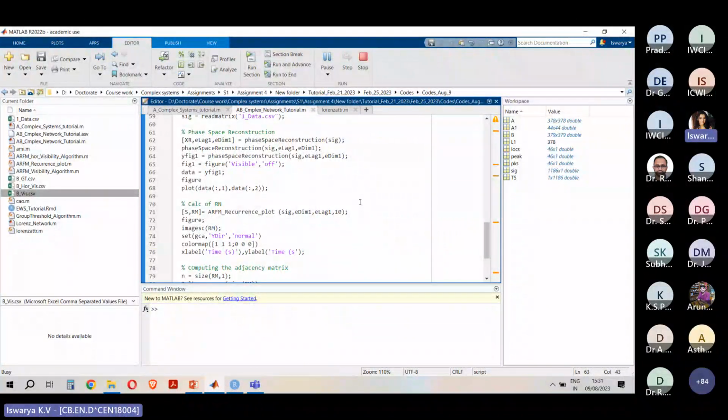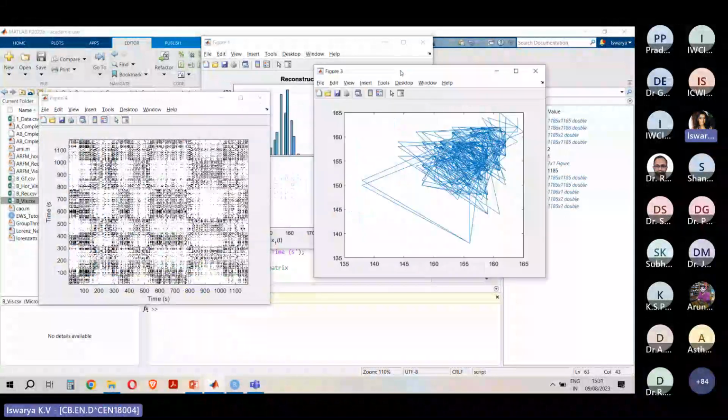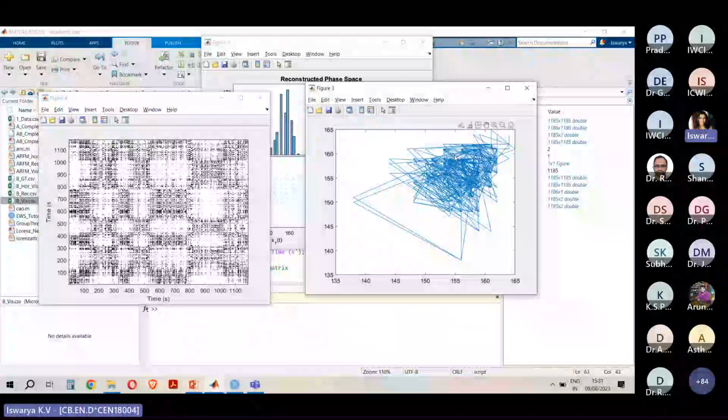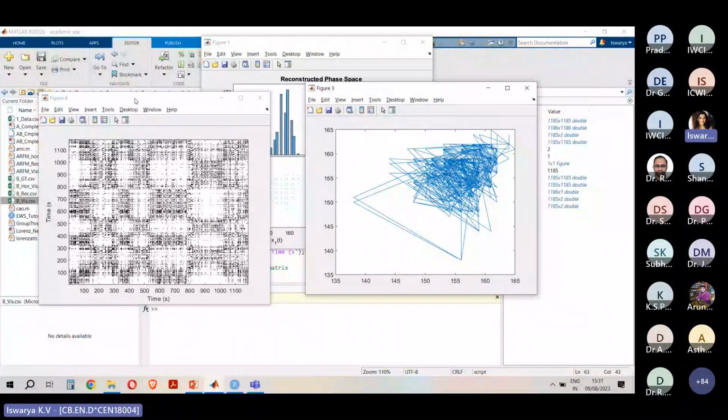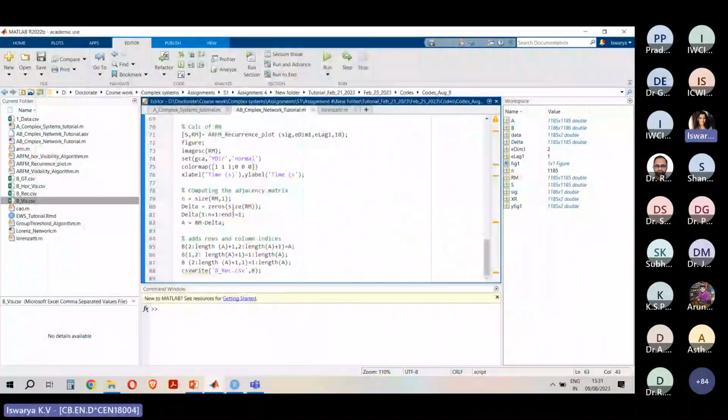And from the recurrence plot, we try to get the recurrence matrix, the adjacency matrix. So this is the recurrence plot. This is your reconstructed phase space of the system from the inbuilt MATLAB function. And from the phase space, we get the recurrence plot. After removing the self connections along the diagonals, we get the adjacency matrix. This adjacency matrix I have saved over here as BREC.